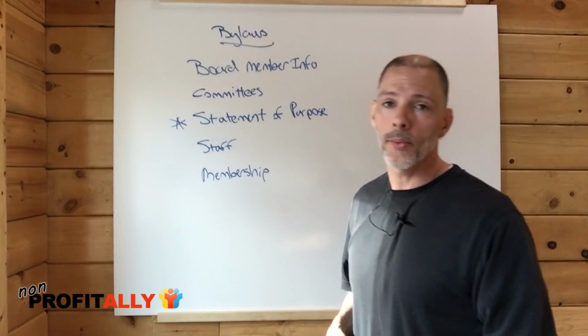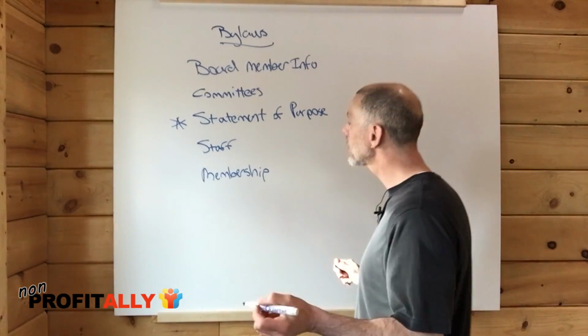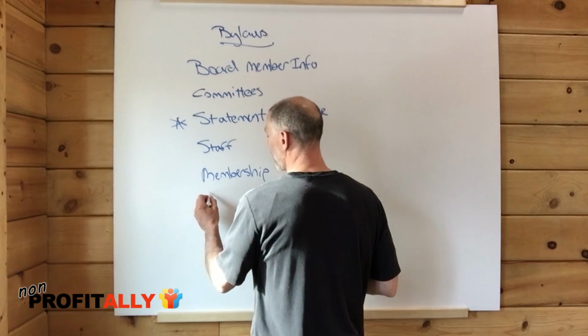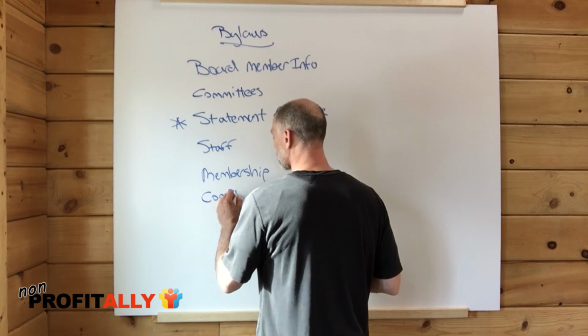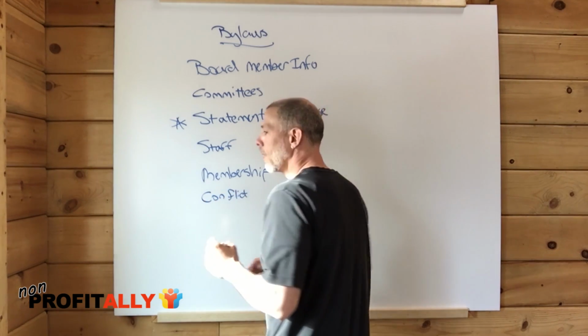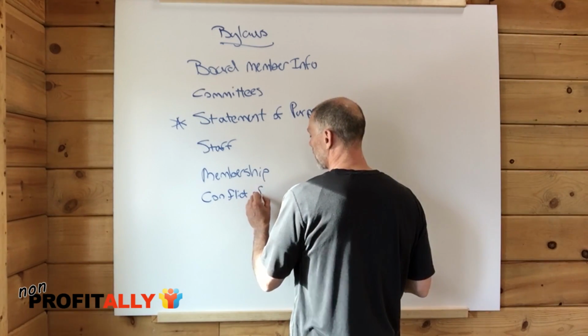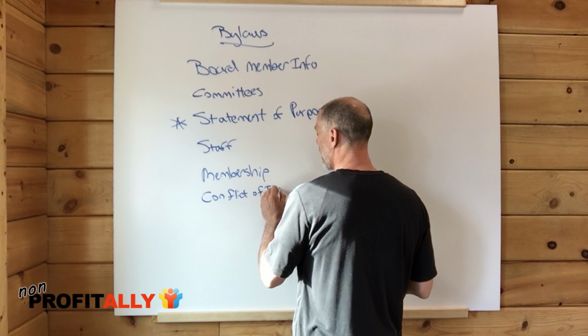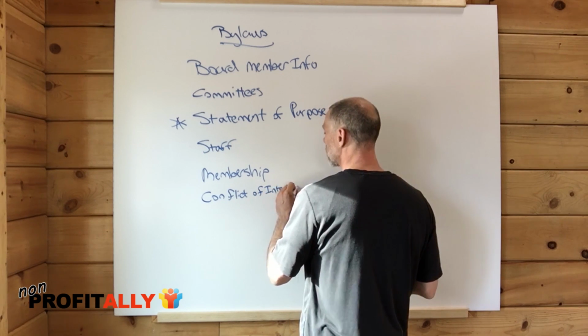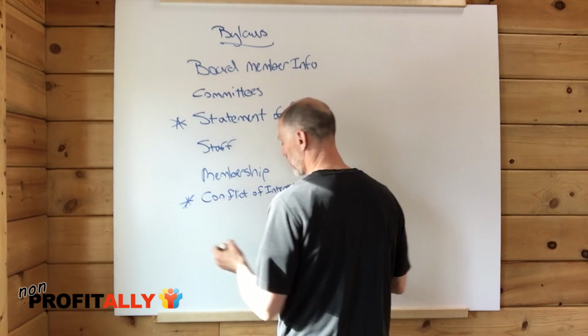All right, so here's another one the IRS is going to want to see. It's your conflict of interest statement. Now, when you're filling out your 501(c)(3), you're going to find that the IRS may be asking quite a lot of questions about the conflict of interest.